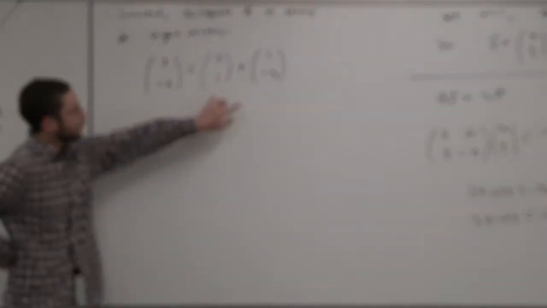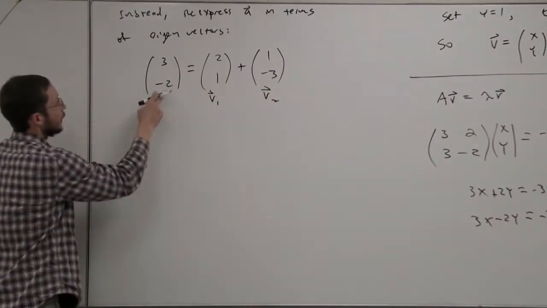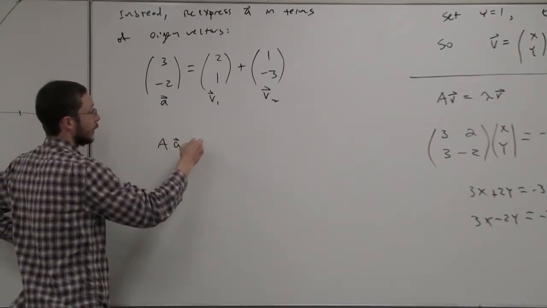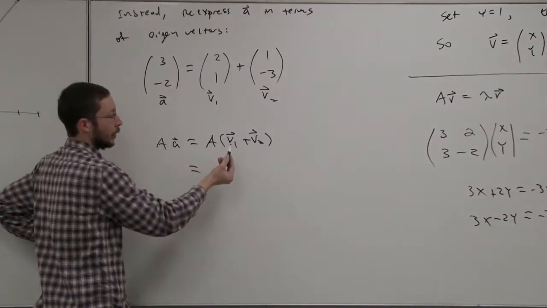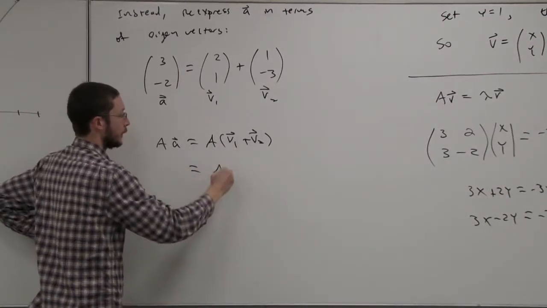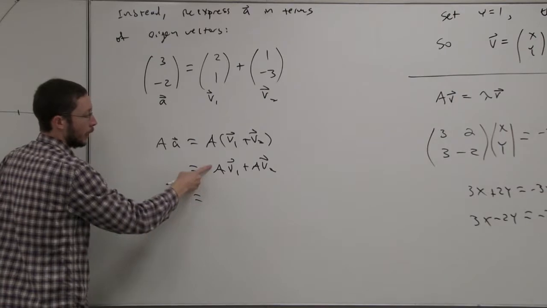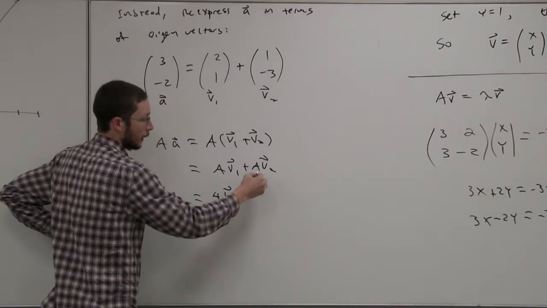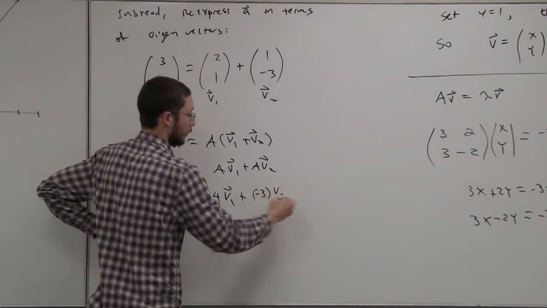And so let's call this V1, V2. Then, to determine how A operates on lowercase a, we can just take A times V1 plus V2, which, these things are eigenvectors, and so the operation turns out to be really clean. A times V1 just gives us 4 V1. A times V2 gives us -3 V2.